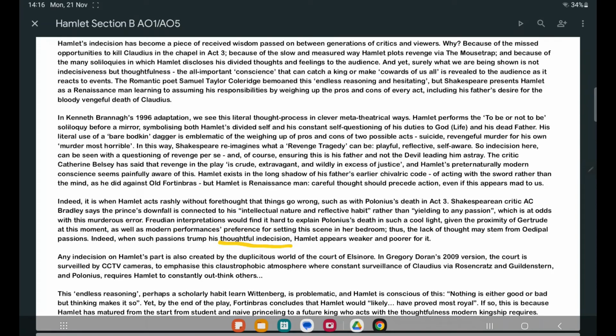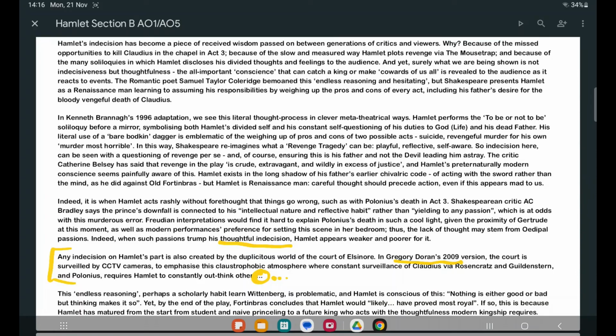Any indecision on Hamlet's part is also created by the duplicitous world of the court of Elsinore. In Gregory Doran's 2009 version, the court is surveilled by CCTV cameras to emphasise this claustrophobic atmosphere where constant surveillance of Claudius via Rosencrantz and Guildenstern and Polonius requires Hamlet to constantly outthink others. I haven't really developed that point. I'm not even necessarily sure it's a good one. It's allowed me to get some AO5 in, but I haven't really fully fleshed that out. So in order for this to be valid in any way, I would really need to pin that back more to my thesis statement about thoughtfulness as opposed to indecision. And I haven't really done that there, but I wanted to show you that.